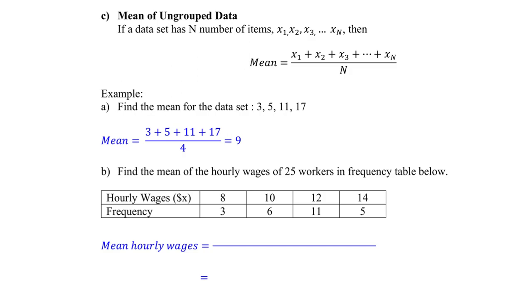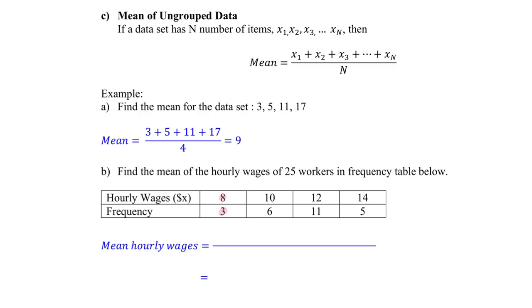What happens when they give us a frequency table like part B here? Well, then this means that there are 3 workers whose hourly wage is $8. So that is the first set of data here.